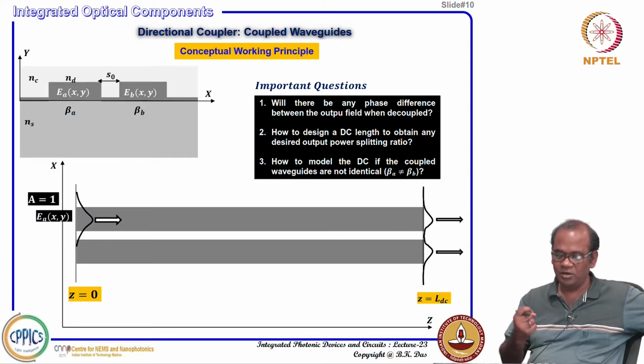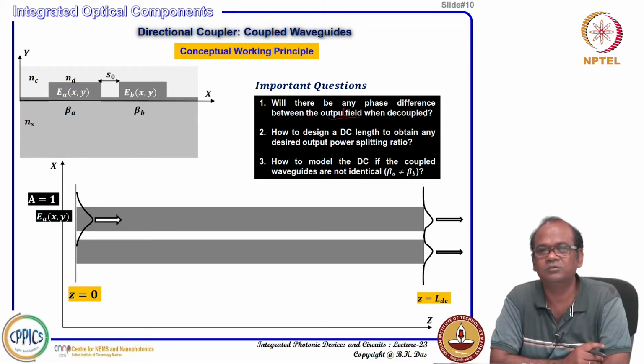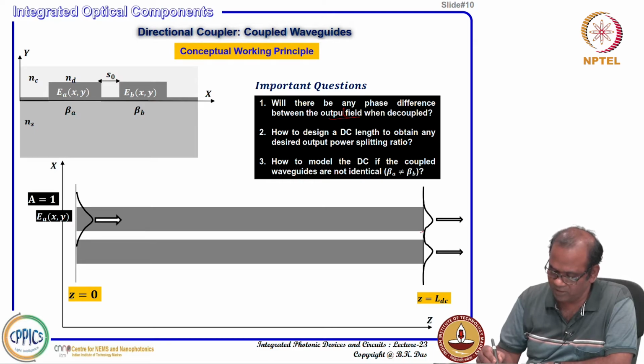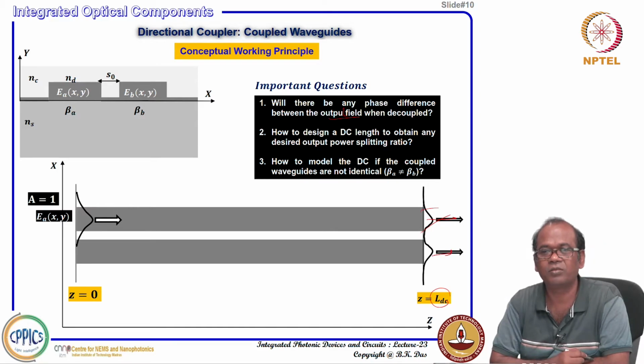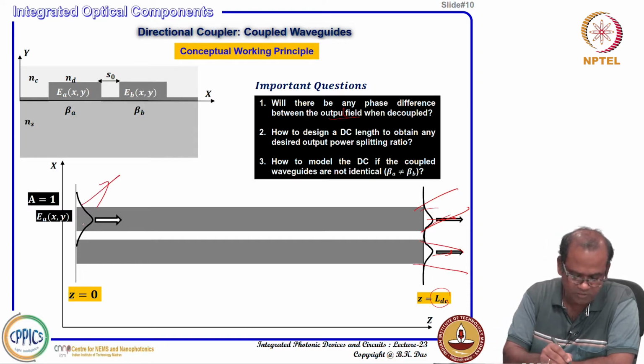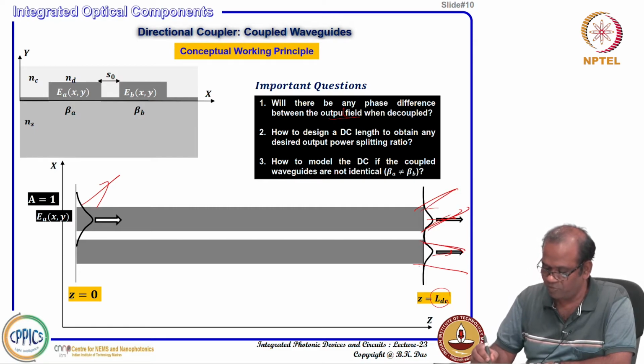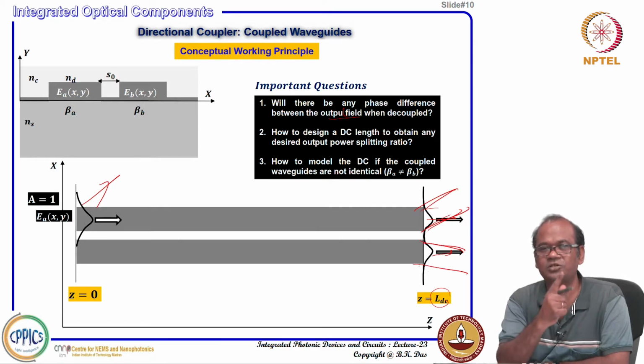What are those things? Let us consider: will there be any phase difference between the output fields when decoupled? Suppose a 3 dB power splitter of length LDC is there, with some power here and some power here. I decouple them here, and they originate from the same source. Now, when they are separated, what would be their phase difference? That is the interesting point.